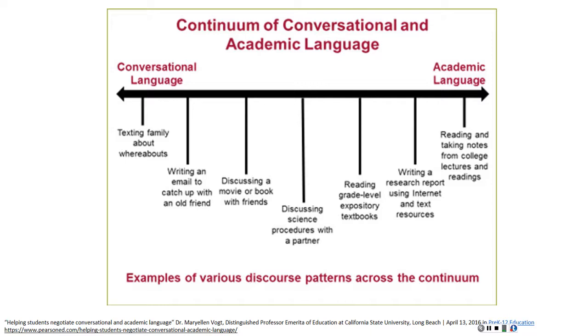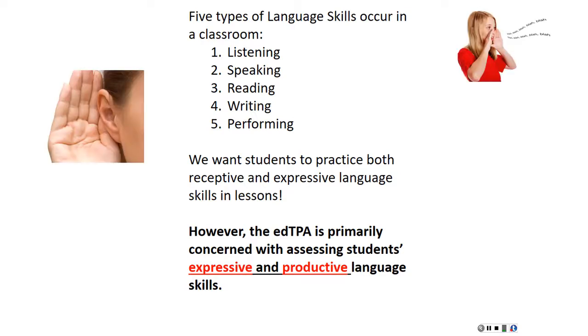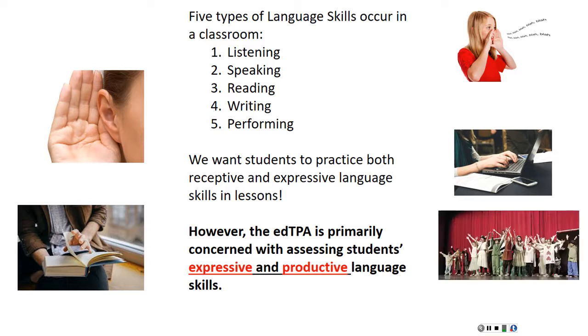The other day I had people turn in an assignment in class, and it was their context for learning, and I looked at it and I gave it back to them and I said, you have to write complete sentences. Because when you are doing things that are formal, you write in a formal way, and that's part of it. So we have a continuum of our speech from very conversational all the way up to very formal. There are 5 language skills in a classroom. You've got listening and speaking, reading and writing, and performing.